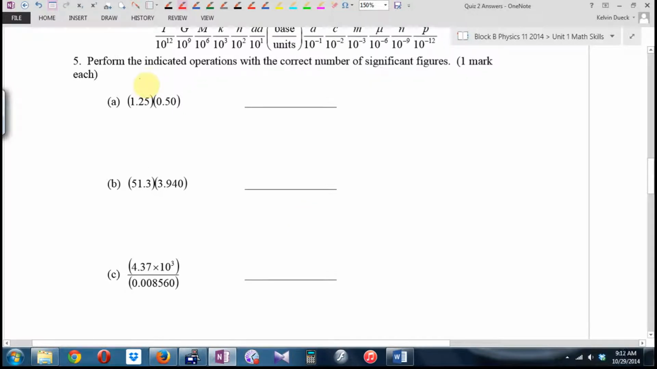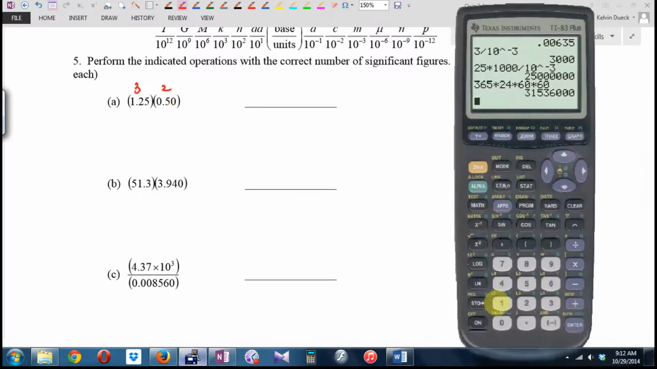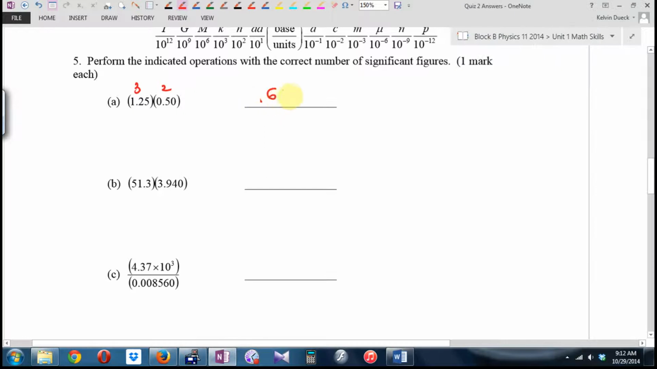Did it say that it wants these in scientific notation in the instructions? No? Then I won't bother, Max. 3 sig figs, 2 sig figs. 1.25 times 0.5. Final answer is going to be 2 sig figs. So I guess 0.6, what? 3. 1 mark, all or nothing.